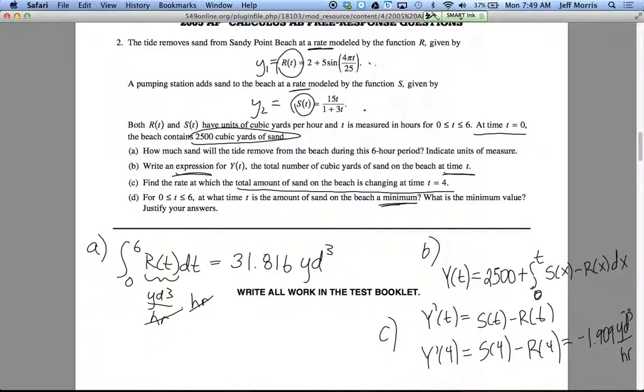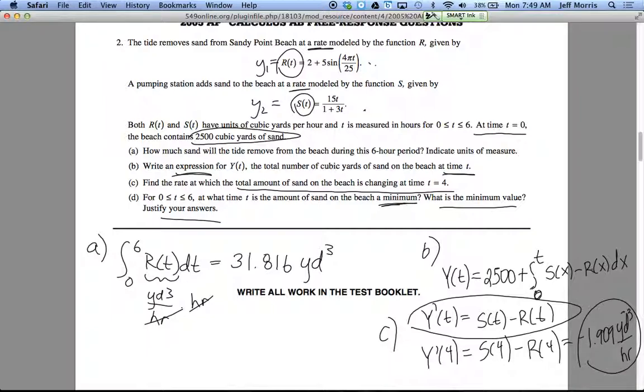What is the minimum value? Justify your answers. By the way, part C was probably only 1 or 2 points. You probably got 1 point for knowing y prime of t was s of t minus r of t, and then you probably got 1 point for the answer. So we got 2, 3, that's 5, 6, 7. This last problem is probably 2 or 3 points. I'm just guessing right now.